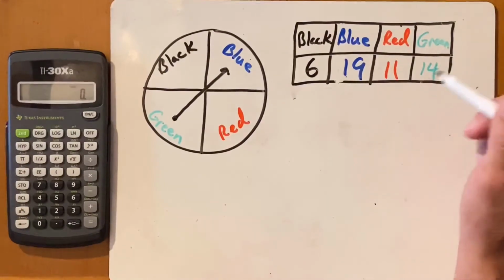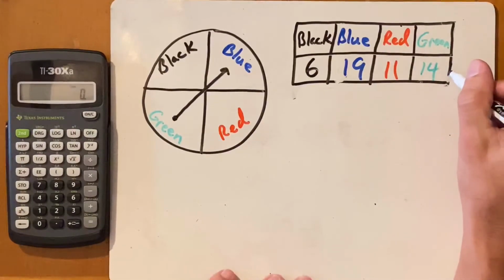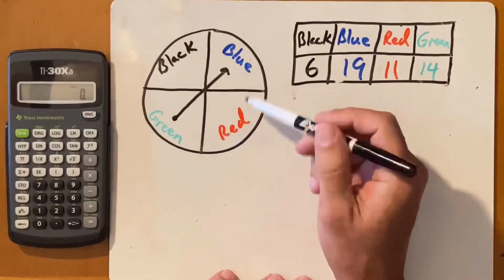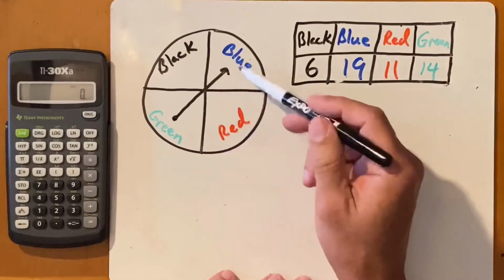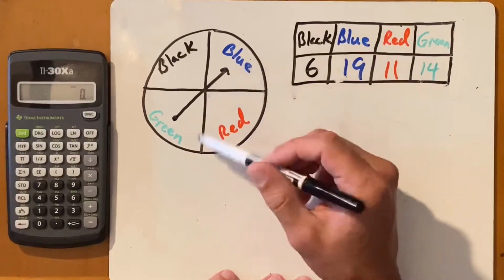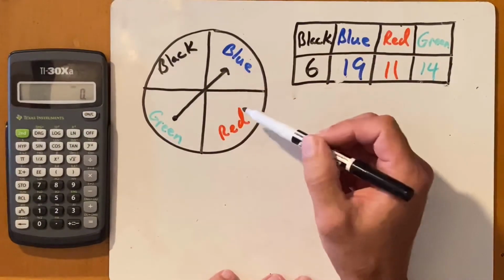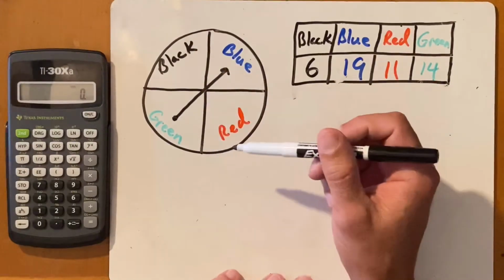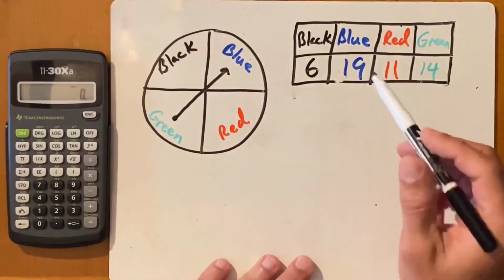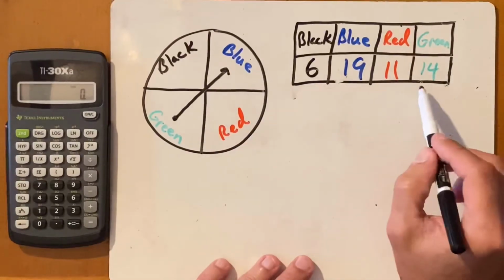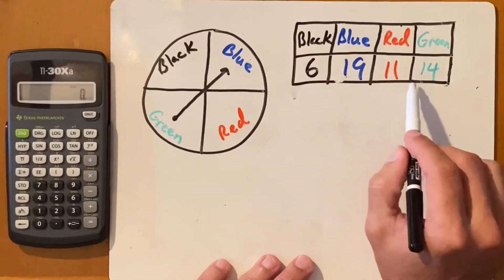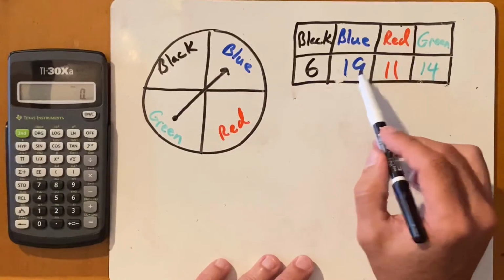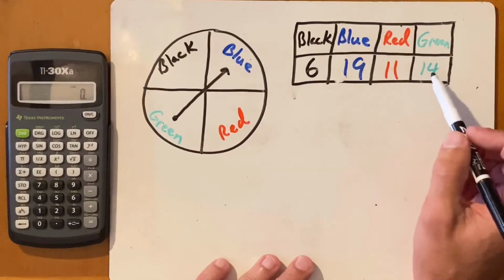Here we have another scenario where we can use some experimental data. Let's say we have a little spinner that has 4 sections, and every time we spin it, it has 4 possible outcomes. It could come up on the black, blue, red, or green. Let's say that we spun this spinner 50 times, and here were the results that we got. It came up on black 6 times, blue 19 times, red 11, and green 14.